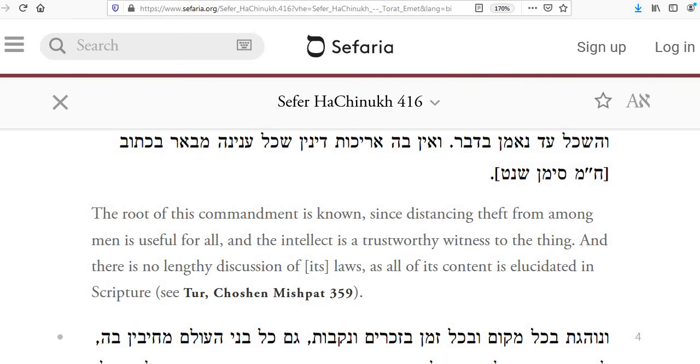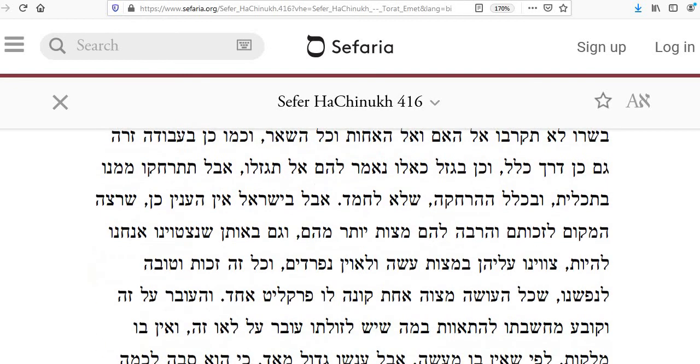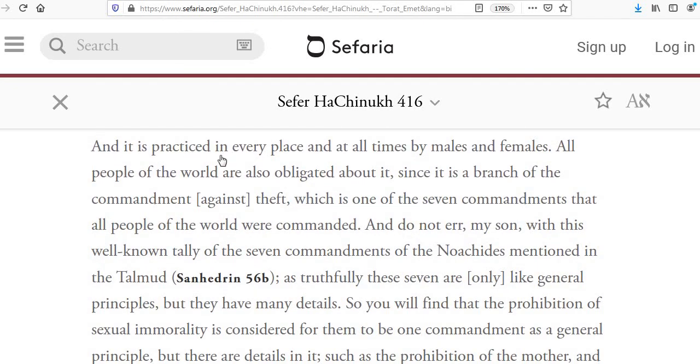to the following paragraph. The root of this commandment is known, since distancing theft from among men is useful for all, and the intellect is a trustworthy witness to the thing. And there is no lengthy discussion of its laws, as all of its content is elucidated in Scripture. Now here's where we get into the 7 laws and the proof of it all. And it is practiced in every place and at all times by males and females.